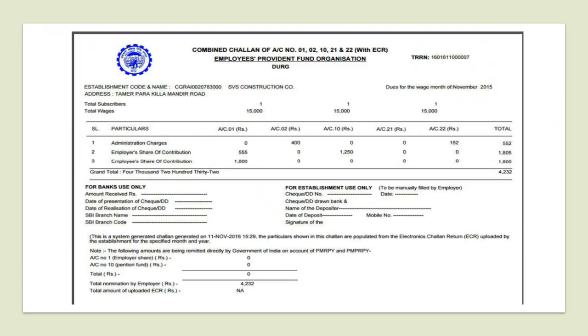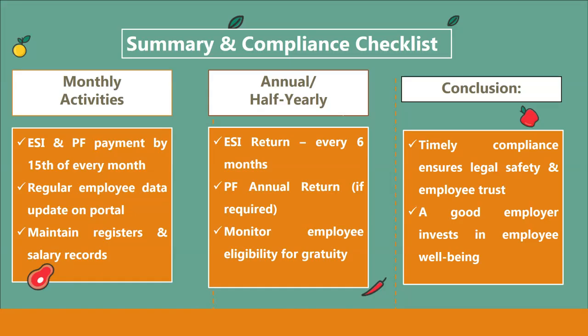So after making the payment, the challan would appear. So 0.5% administration charge, 12% employer, 12% employee, all those things would appear, and towards EPF how much it is, towards pension scheme 8.33, all those things would appear separately in your challan. So this challan would be generated. So this is the summary.